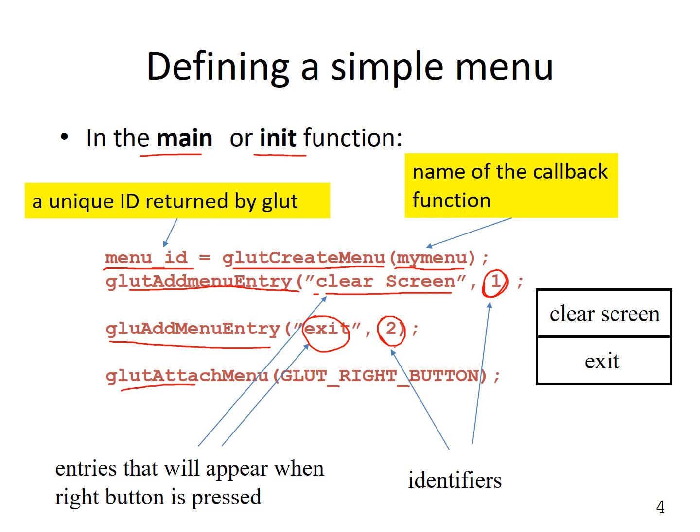Finally, we attach the menu to the GLUT right button, which means if we right click, this menu will appear. The first selection being clear screen, and if we select clear screen, it will return 1. If we select exit, it will return 2.